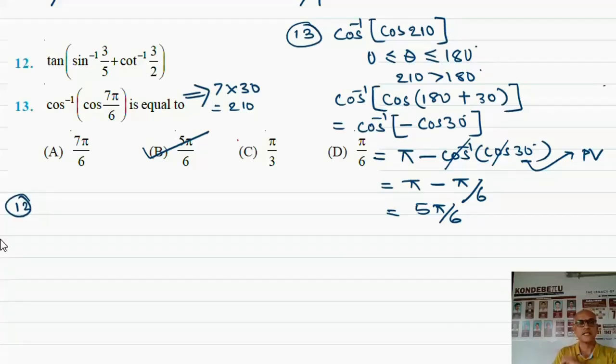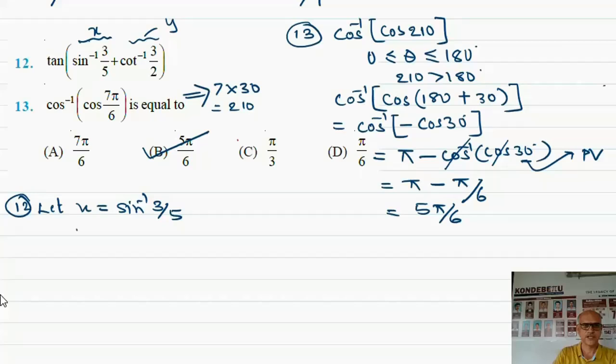Now if I take the 12th one, tan of sine inverse 3 by 5 plus cot inverse 3 by 2. You take these as certain angles alpha, beta or x, y and so on. I take the first as x and the second as y. Let x is equal to sine inverse 3 by 5. Therefore sine x is equal to 3 by 5. So I will have a right angle triangle with angle x. Sin x is 3 by 5, opposite is 3, hypotenuse is 5, base is 4.